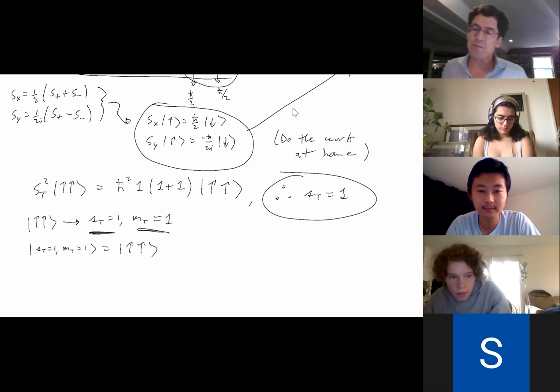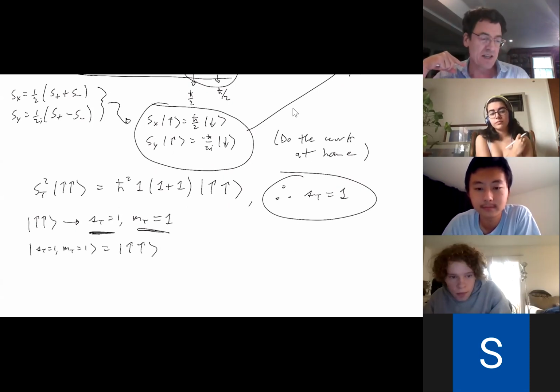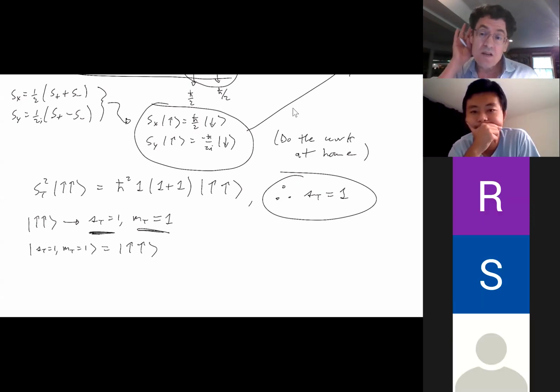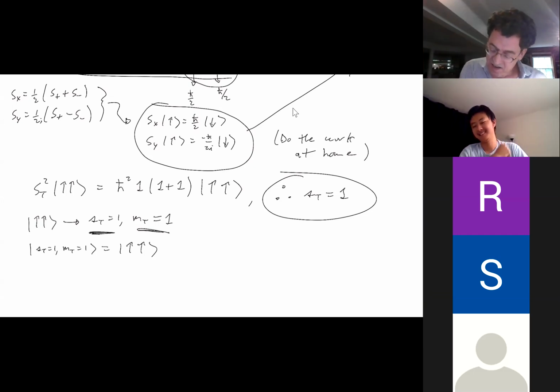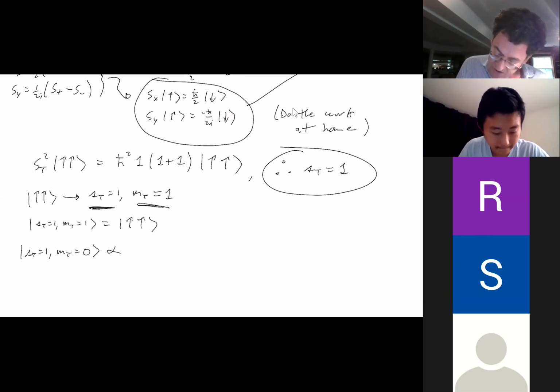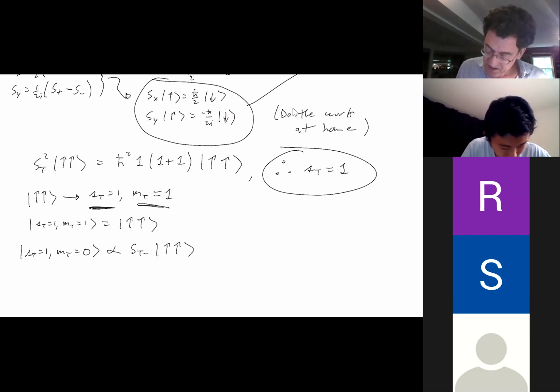Okay, so what's the next state that we want to get? How do we get the next one? Because we're constructing the new basis. Does anybody have an idea for how to get the next one? Apply a ladder operator? Exactly. Lowering operator? Exactly. Because we know that S total equals 1, M total equals 0 should be proportional to the lowering operator, S total minus, acting on 1, 1. That's exactly right, because when we act with the lowering operator, it should lower it by 1.